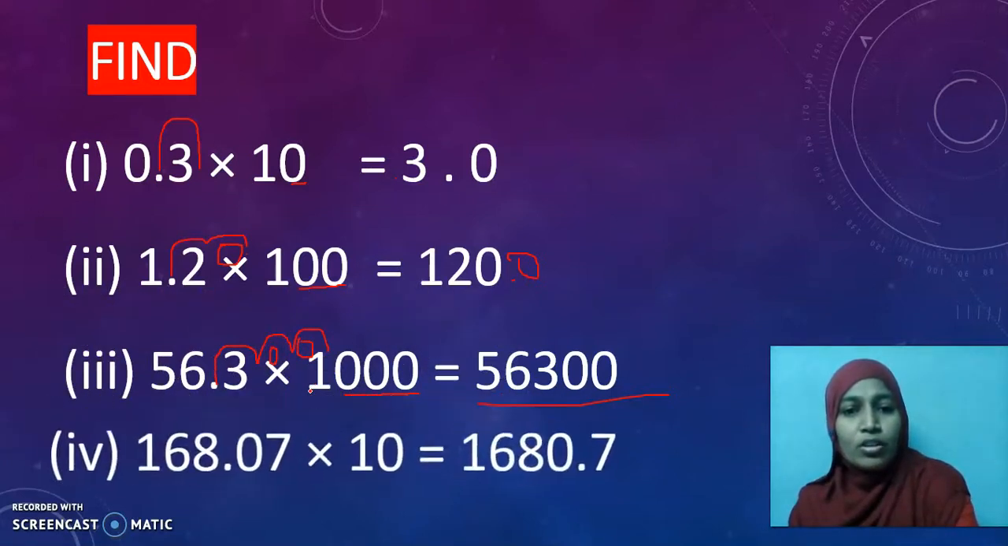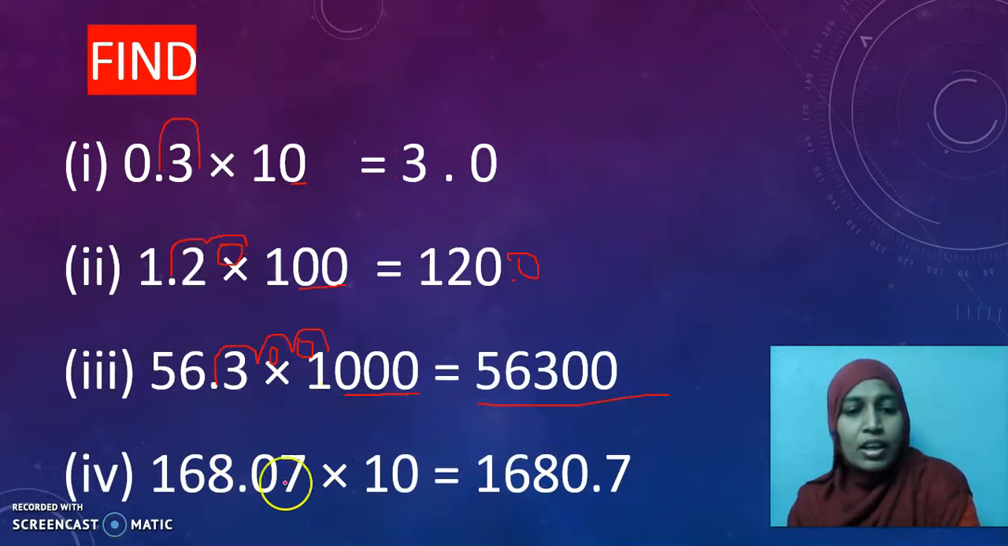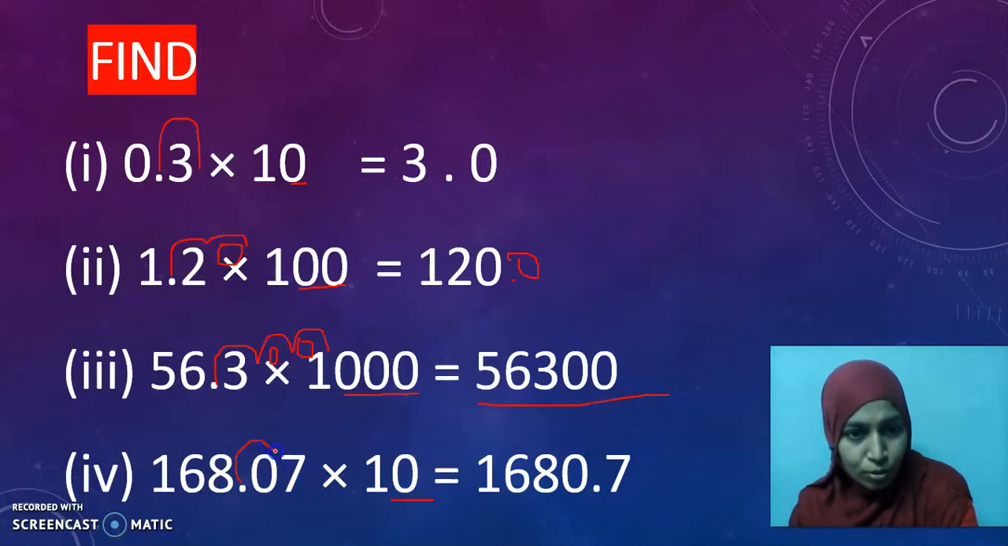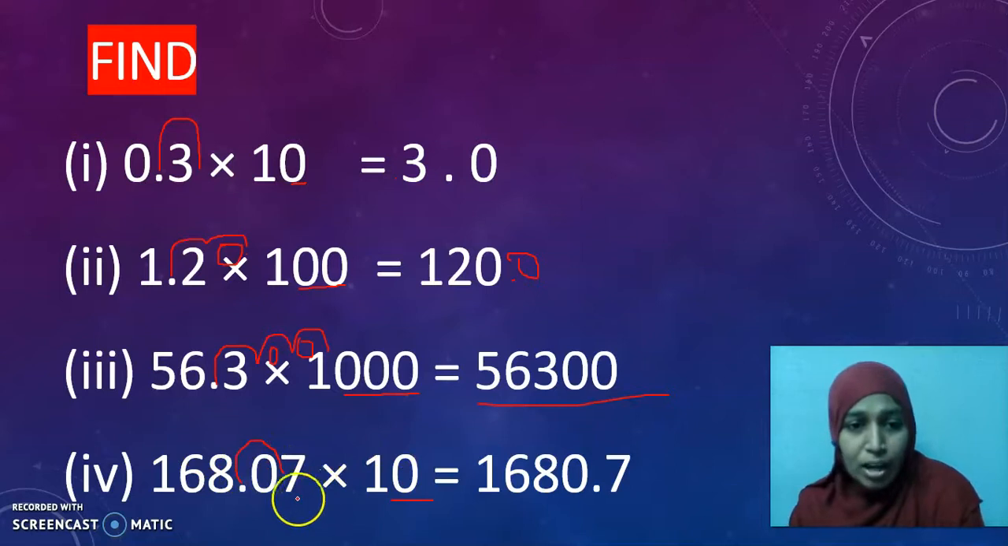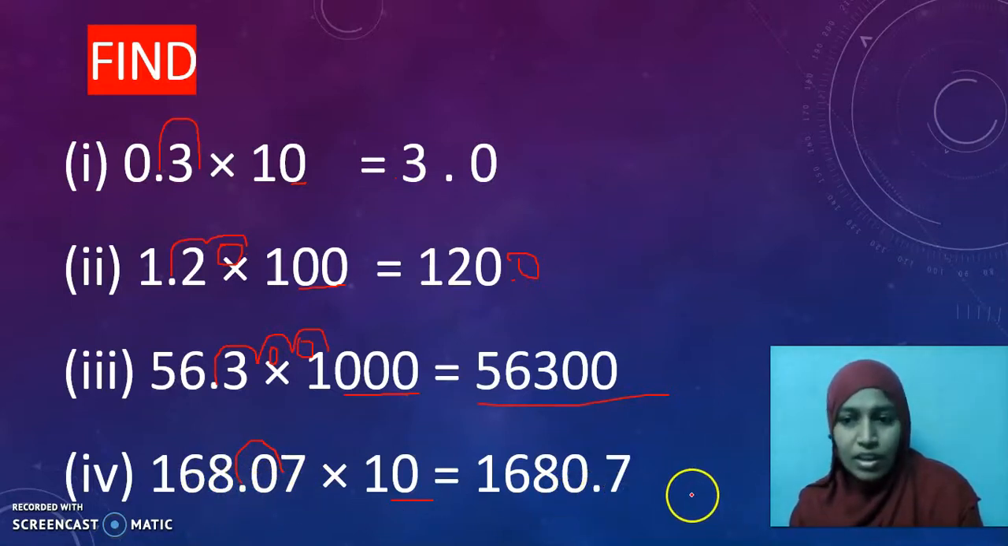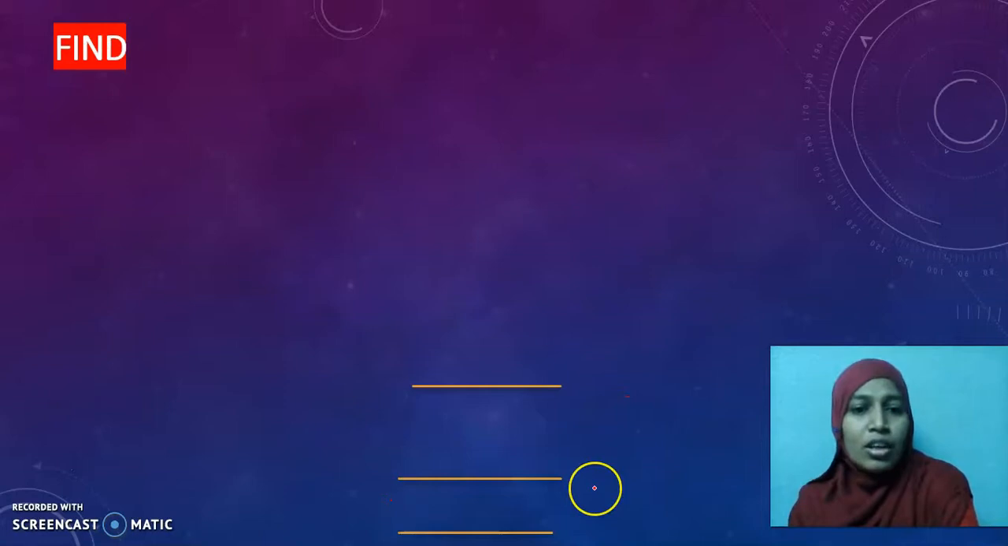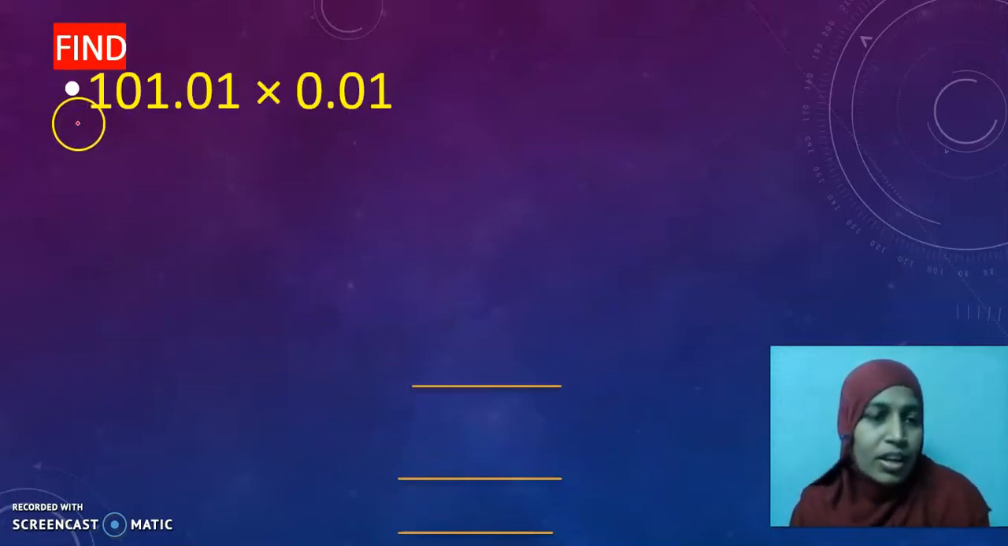Shall we have a look? Okay, after doing this. Into 10. So only 1 zero is there. So this decimal point will shift only one place towards the right. When I multiply, I am shifting the decimal point towards the right, my dear children. So it is 1680.7.